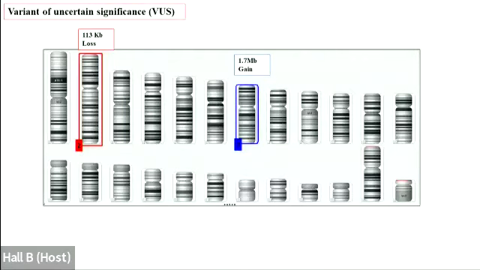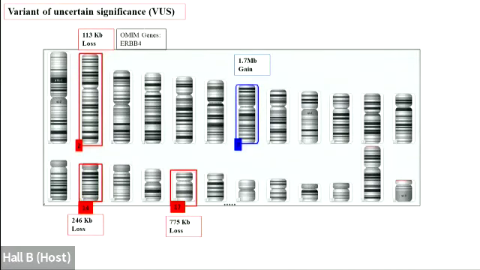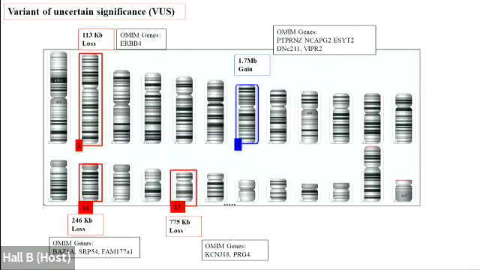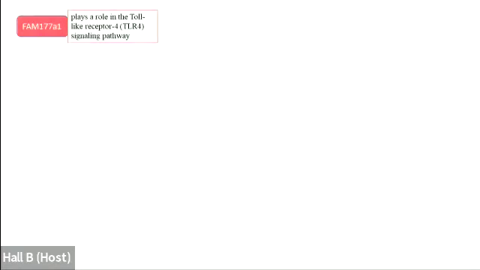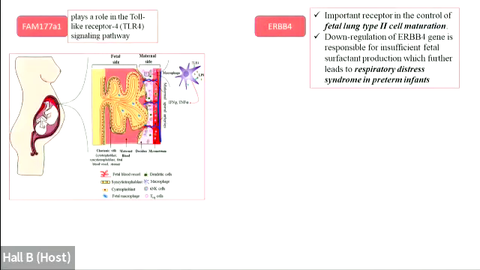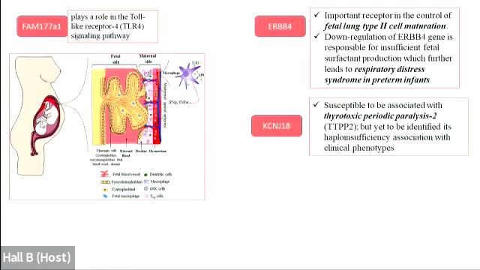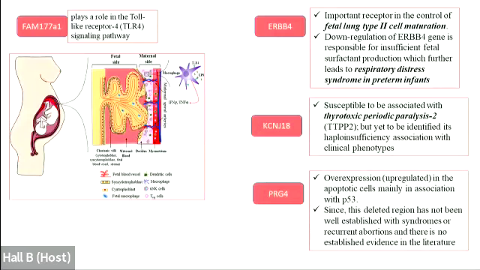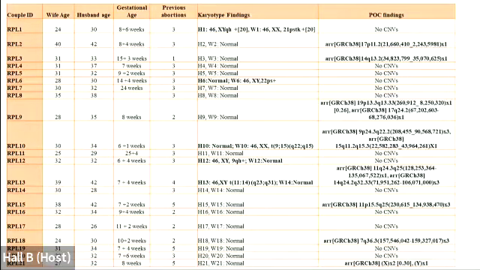Then we found some VOUS also on chromosomes 2, 7, 14, and 17, and there were some OMIM genes associated with these chromosomes. Among these OMIM genes, FAM177A1 plays a role in the TLR signaling pathway, which plays a crucial role in maternal-fetal communication. Then we had the ERB gene, which plays a role in fetal lung type cell maturation. Then the CMG18 gene is associated with thyrotoxic periodic paralysis. And then the PRG4 gene, whose overexpression is seen in apoptotic cells, is mainly associated with P53 genes.